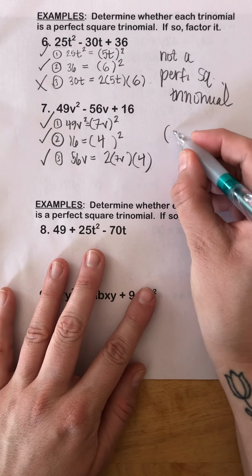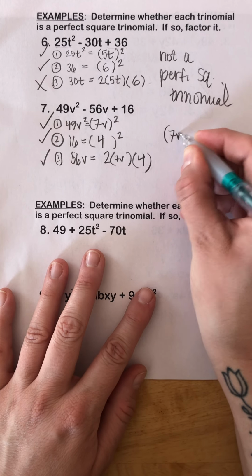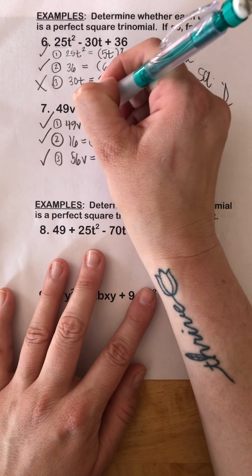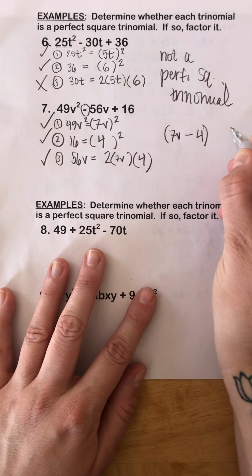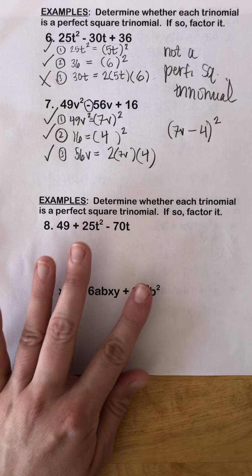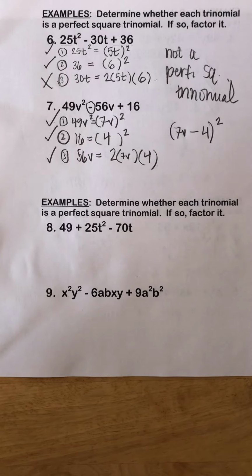So remember, the answer for question number 1 goes in the front. The answer for question number 2 goes in the back. The sign that's in the middle tells you what sign is going to go in the middle. And don't forget the squared. That's part of the pattern.